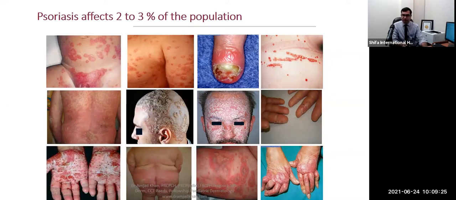This is a general photograph. You can see some of them are pediatric, some of them are adults. I just wanted to show you a whole array of the disease. The right lower corner shows psoriatic arthropathy. Just to remember, mostly it is erosive arthropathy, so if we treat it early, there is less damage to the joint involved.